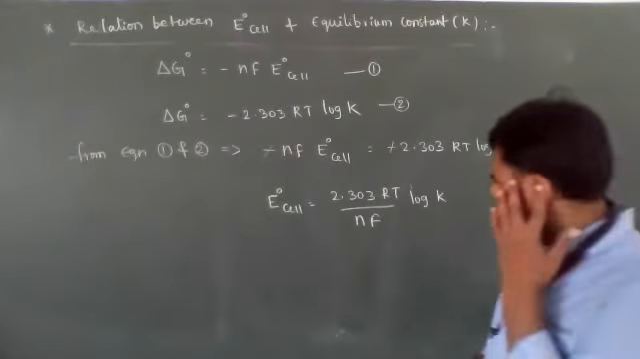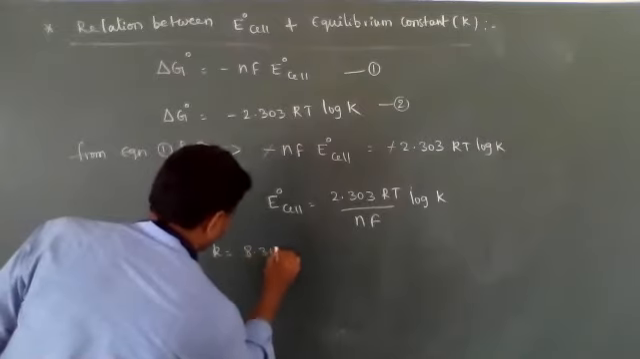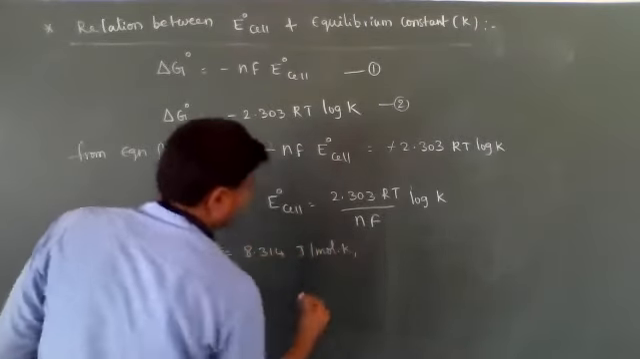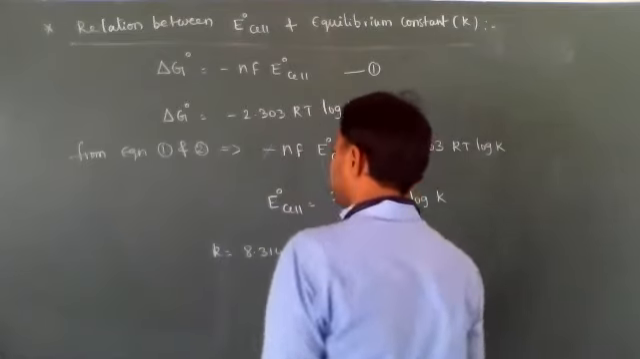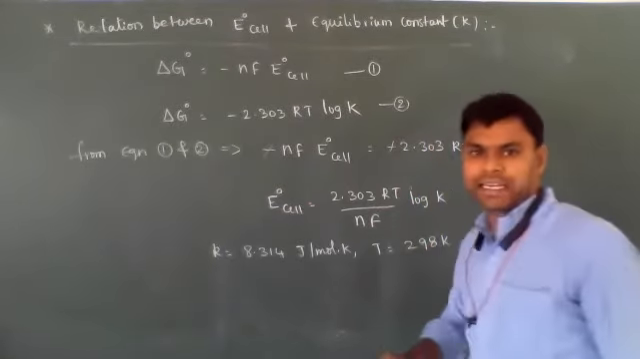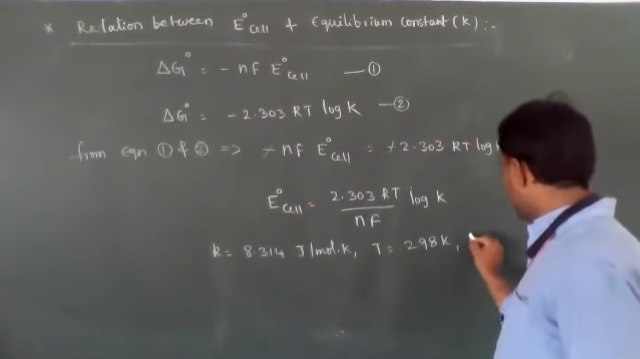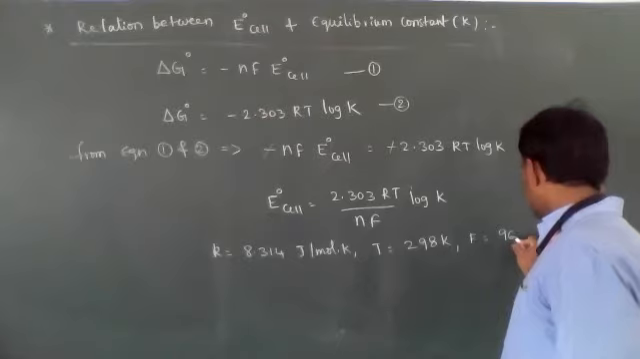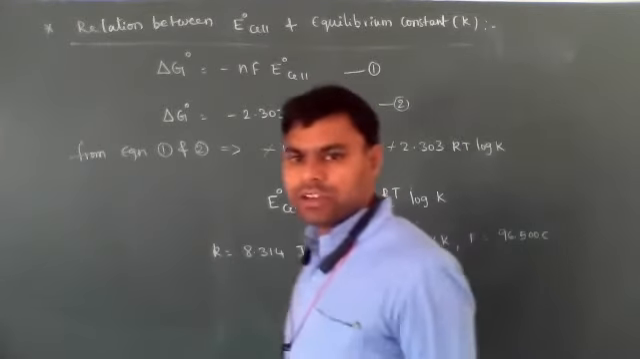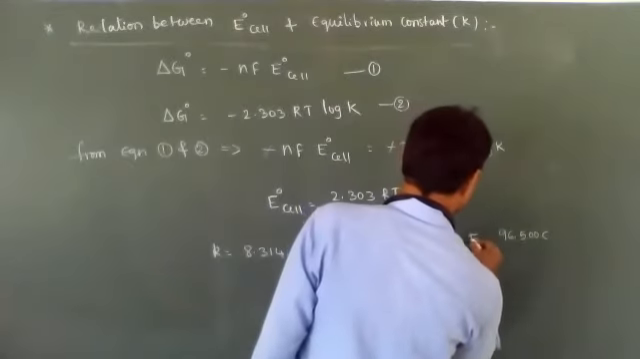Now let's see the values. R is equal to 8.314 joules per mole kelvin, T is the absolute temperature, equal to 298 kelvin under standard conditions, and F is the Faraday, equal to 96,500 coulombs. We substitute these values, which we already used in the Nernst equation also.